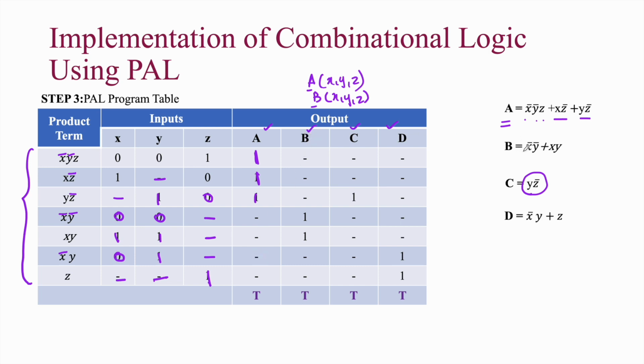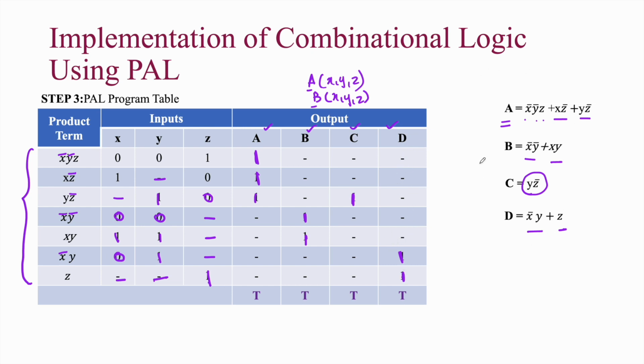Similarly for B, what are all the terms we need? We need x complement, y complement plus x and y. So 1 and 1 for x bar, y bar and xy. The rest of the terms we don't want. Similarly C, we need y, z bar. So y, z bar is the only term. For the rest of the terms we are marking hyphen. For D, we need x bar, y and z. So x bar, y and z, and we are marking hyphen for the rest of the terms.